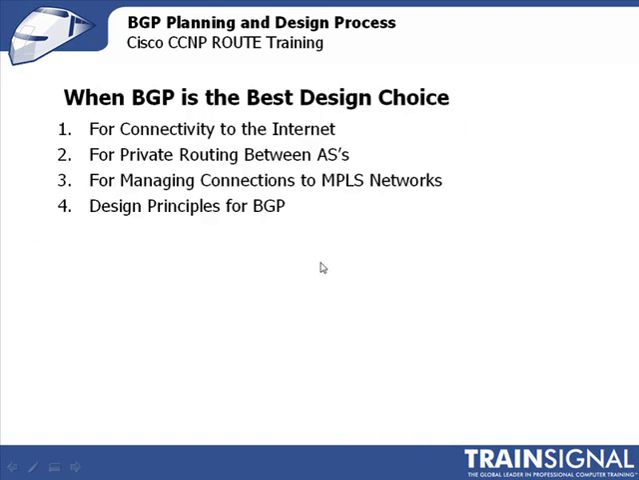Now we actually want to review when you would choose BGP over static routing, over OSPF or EIGRP or any other protocol that's out there. What would make you uniquely choose BGP as your protocol of choice? Well, first, obviously, and we've mentioned this already, for connectivity to the internet, for private routing between autonomous systems, for managing connections to MPLS networks, and then finally we'll consider some design principles for the Border Gateway Protocol.